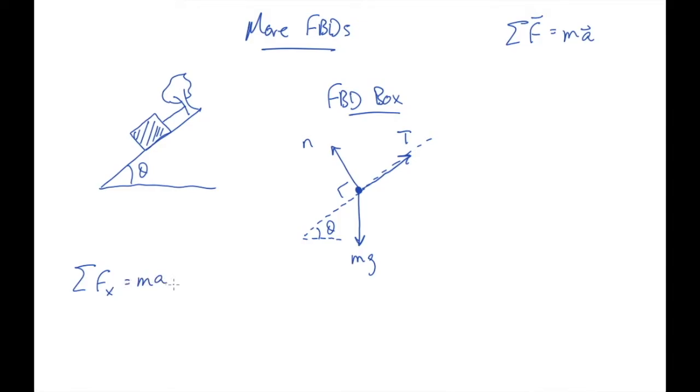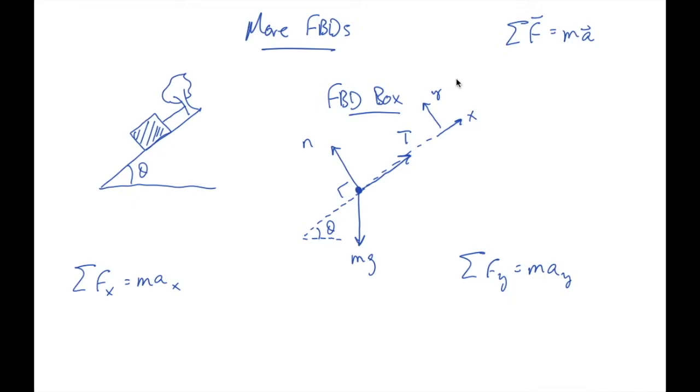I have to add up the x component of forces, set it equal to max, and I have to add up the y component of the forces and set it equal to may. The first thing to do is to choose a coordinate system. It turns out that it's often convenient when you have a ramp to rotate your coordinate system so that the x-axis goes along the ramp and the y-axis is perpendicular to the ramp.